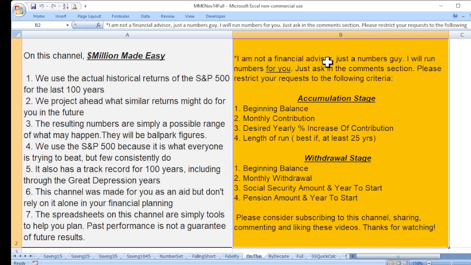Folks, I'm not a financial advisor. I'm just a numbers guy, but I love to set up spreadsheets just to show you what you might have based on 100 years of data.